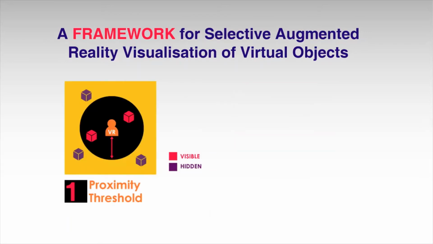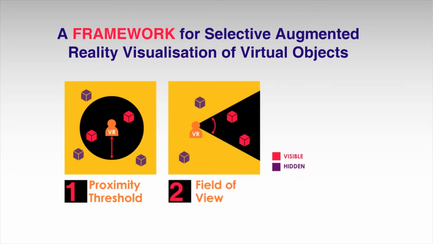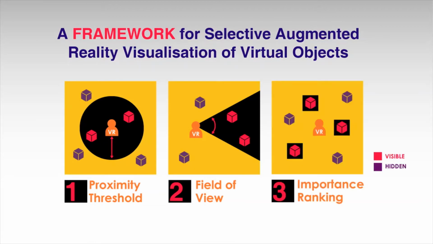So, three criteria determine what is visible and what is hidden. Firstly, proximity threshold, which shows a radial distance of volume around the VR user to the AR user. Secondly, field of view, which shows a slice of what the VR user perceives to the AR user. And finally, importance ranking, which shows a selection of predetermined objects to show to the AR user depending on how relevant the object may be according to the scenario shown.